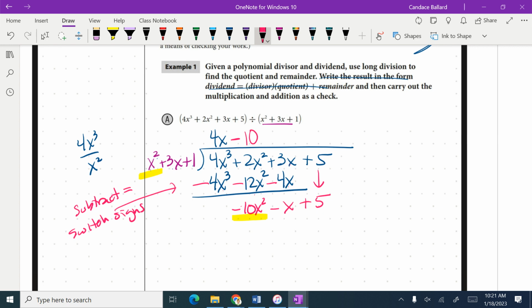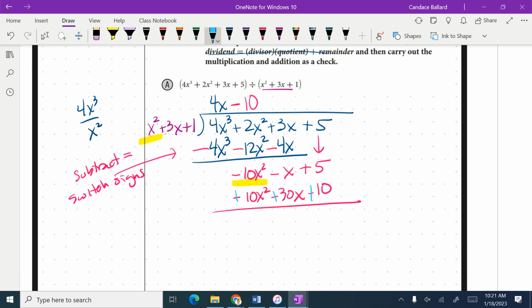Negative 10 times x squared is? Good. Negative 10 times 3x is? Good. And negative 10 times 1 is? Negative 10. We're going to subtract, or what are we going to do in algebra 2? We're going to switch the signs. Do you see how now they're all negative? So what are we going to make all of them? Positives. Good. And it might be some go to negative and some go to positive. It could be, they don't all have to be the same.